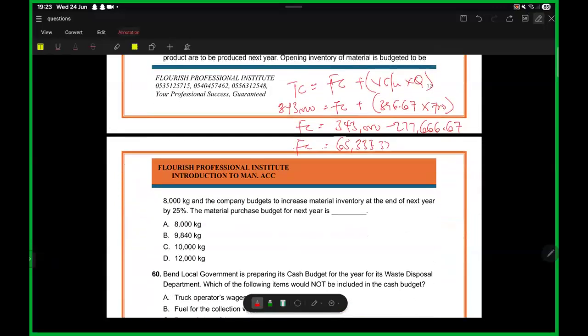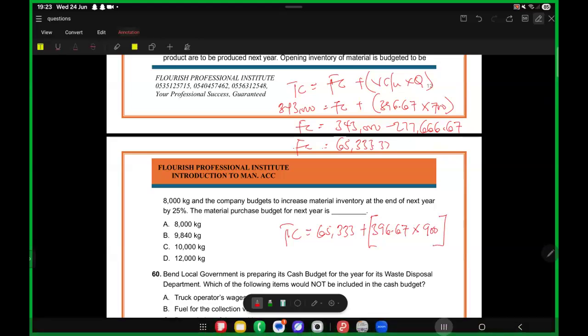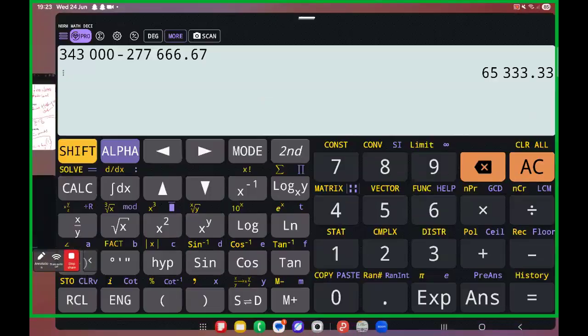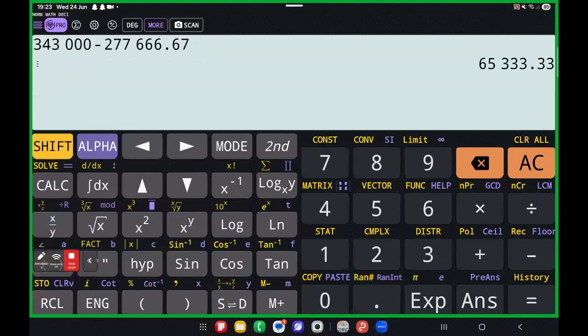Now the cost function is going to be total cost is equal to the fixed cost, which is 65,333. So let's leave it as a whole number. Then plus the variable cost, which is 396.67, times the units we are producing, which is 900. So let's calculate all of this. Let me use my calculator.